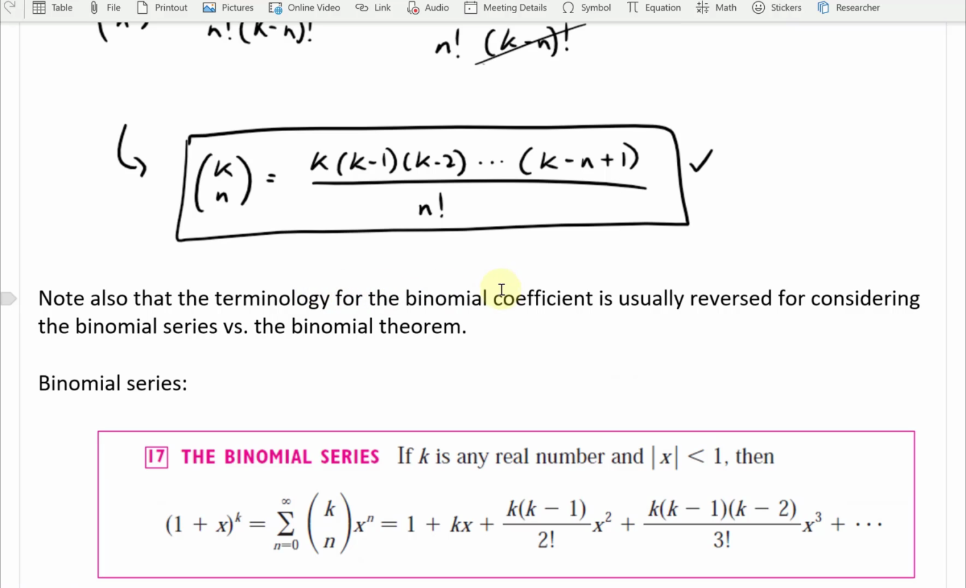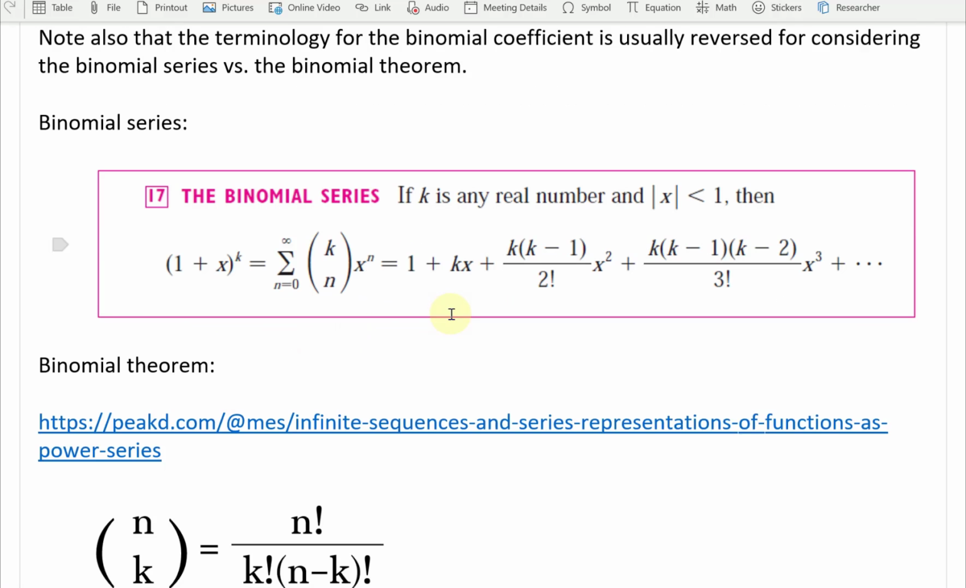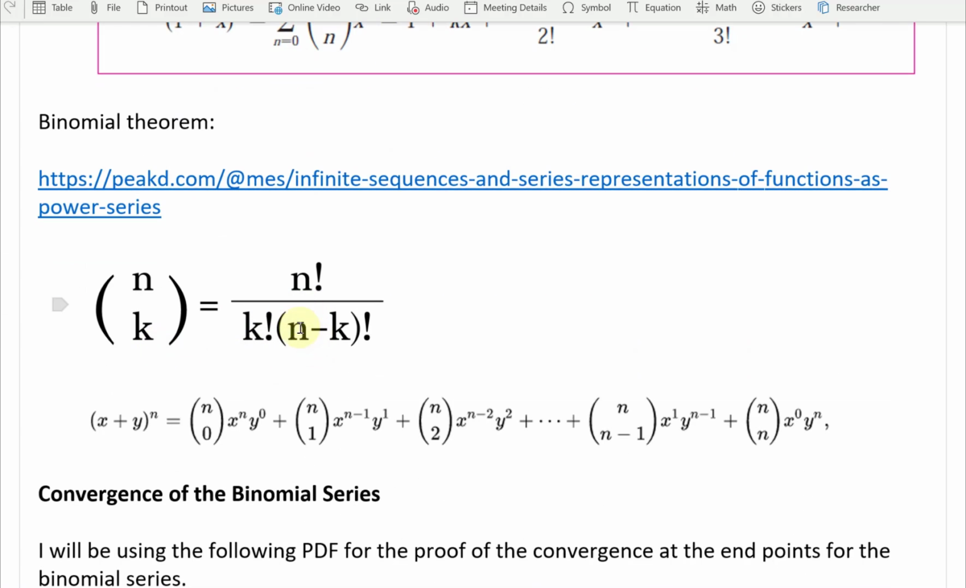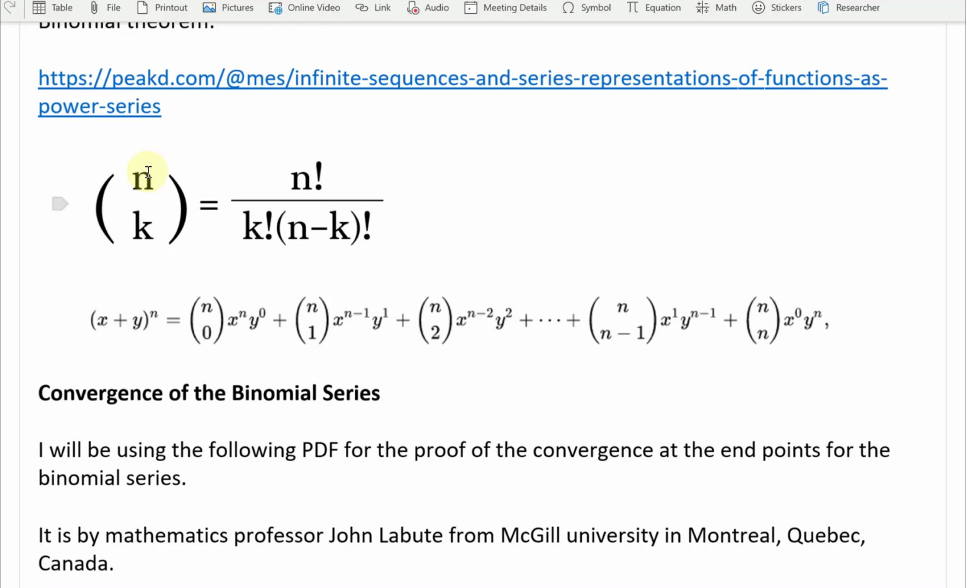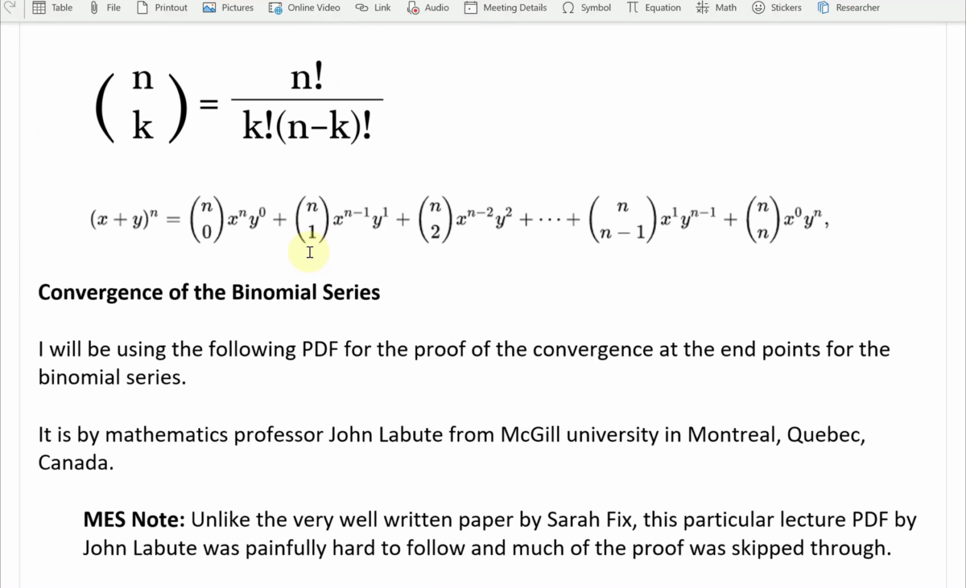Note also that the terminology for the binomial coefficient is usually reversed when considering the binomial series versus the binomial theorem. Here the binomial series is written with a summation from n equals 0, since n is already used, so you go k choose n times x to the power of n, where n is the one that's incrementing and k is fixed. The binomial theorem is usually written n choose k, so k choose n becomes n choose k. You just have it reversed, because n is usually the term used for incrementing an integer, as in (x plus y) to the power of n. K is chosen here because n is chosen for the summation. Anyways, I just wanted to get that out of the way.